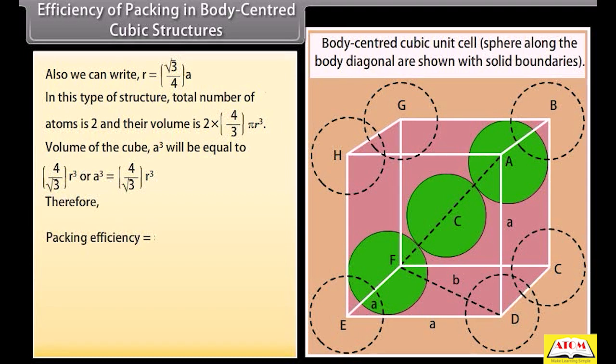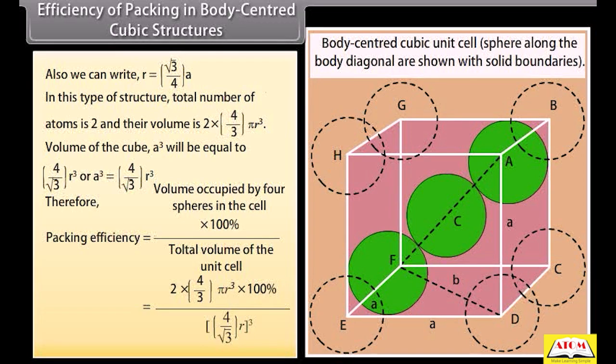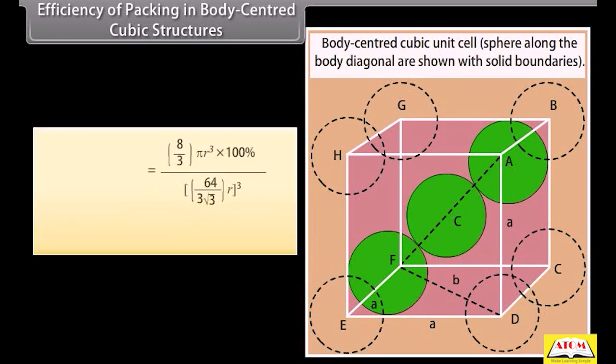Therefore, packing efficiency is equal to volume occupied by two spheres in the cell into 100 upon total volume of the unit cell, which is equal to 2 into 4/3 πr cube into 100 upon (4 upon square root 3 r) cube, which is equal to 8/3 πr cube into 100 upon 64 upon 3 into square root 3 r cube, which is equal to 68%.